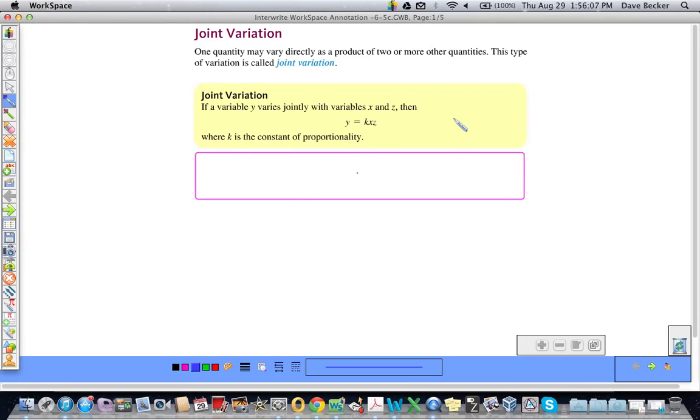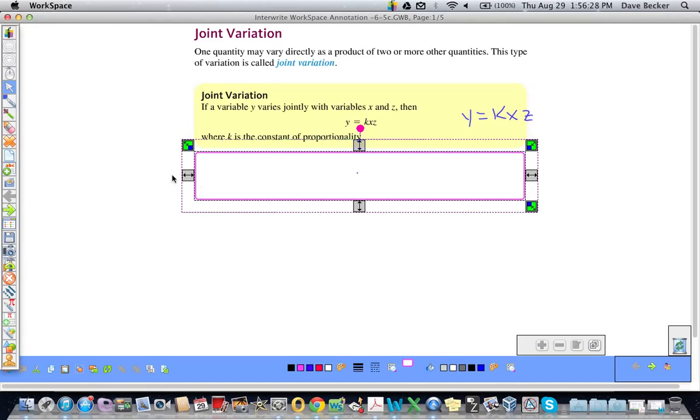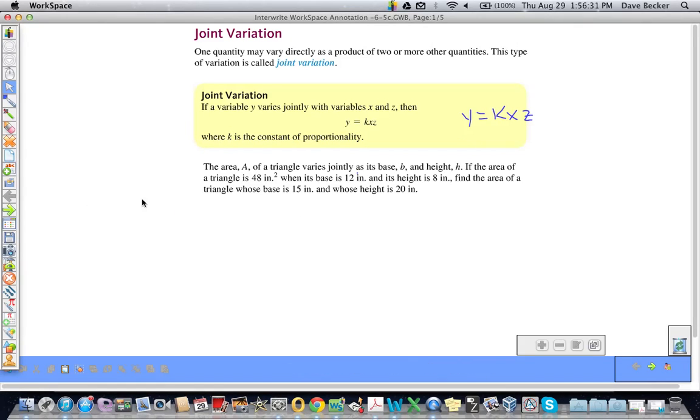So this is the same. Remember, direct variation was y equals kx. Well, all we're doing is including another variable that it varies with, kxz, where k, my friends, is the constant of proportionality. So k still is hanging out. Okay, so let's take a look at an example. That's always the best way to go.